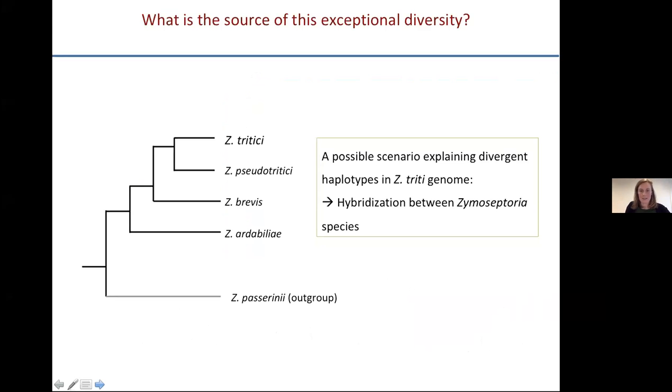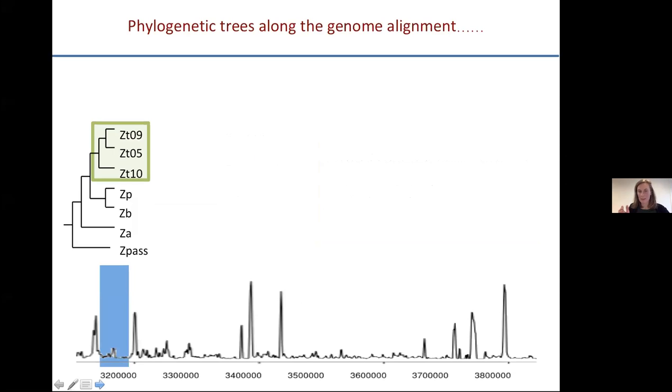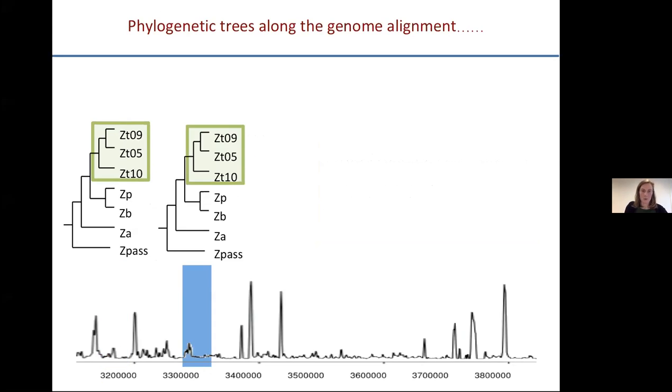And to address that, Alice took a phylogenetic approach, again using this approach of walking along the genome alignment and generating phylogenetic trees. So here we used PacBio sequences, and we aligned 3 genomes of Septoria triticale with genomes of pseudotriticale, brevis, adabilia, and Septoria passerini. And this small phylogenetic tree here in one of the normal regions is how the species tree looks. This is what we expect. And this is what we find mostly as we walk along the genome alignment.